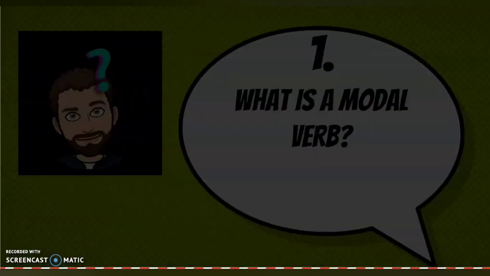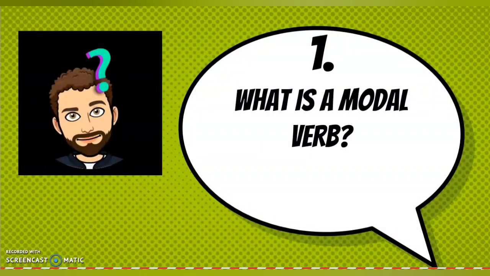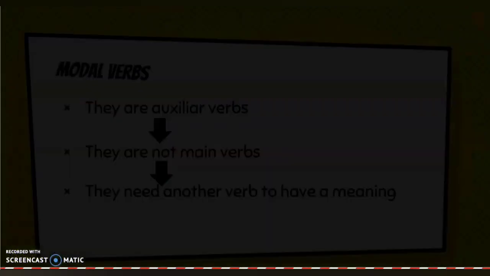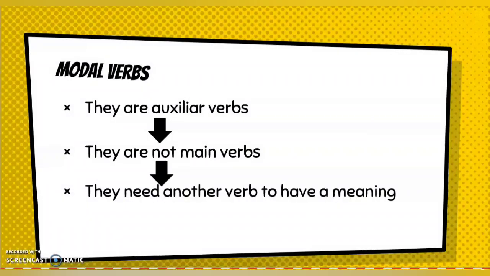Okay, so let's start. What is a modal verb? You know what is a modal verb? Well, so first of all, a modal verb is an auxiliary verb. They are auxiliary verbs. Ellos son verbos auxiliares. So, as they are auxiliary verbs, they are not main verbs. No son verbos principales. They need another verb to have a meaning. Así que como no son verbos principales en una oración, necesitan de un verbo principal para tener un significado en la oración. Ya les voy a poner un ejemplo.